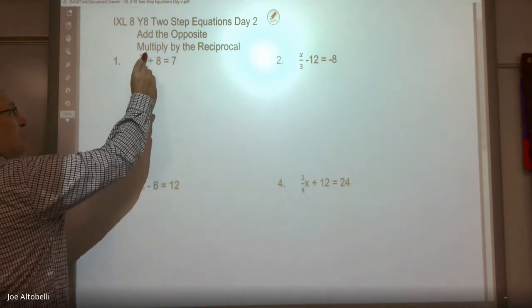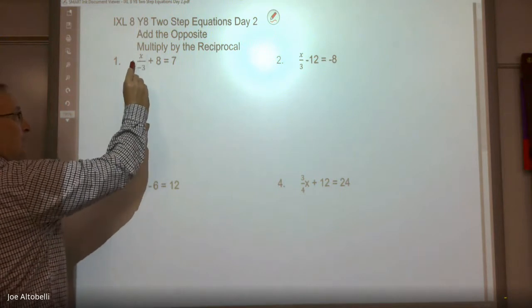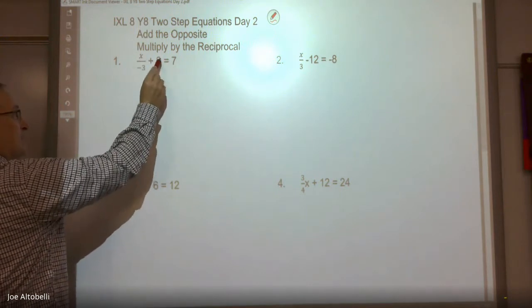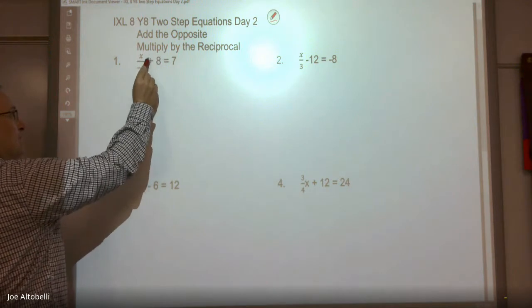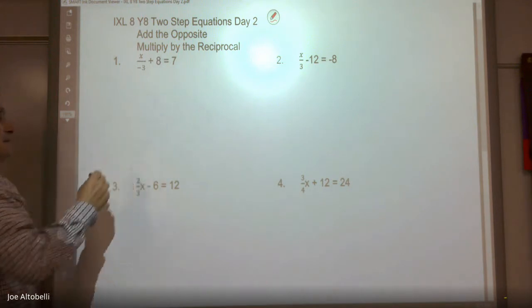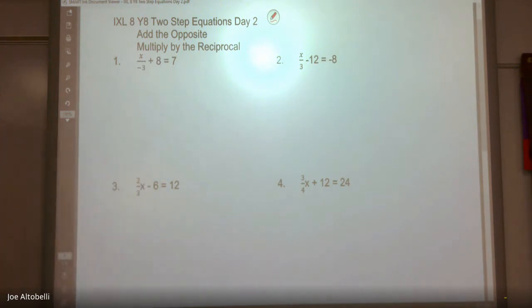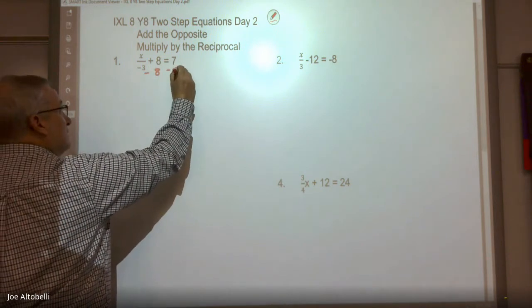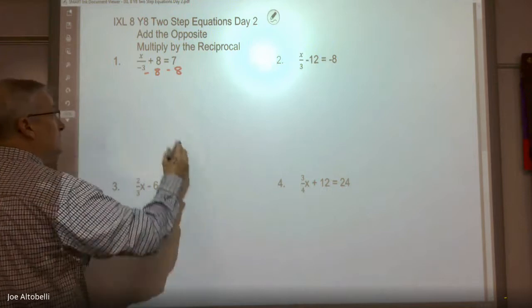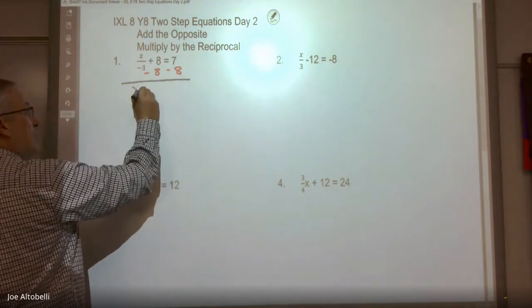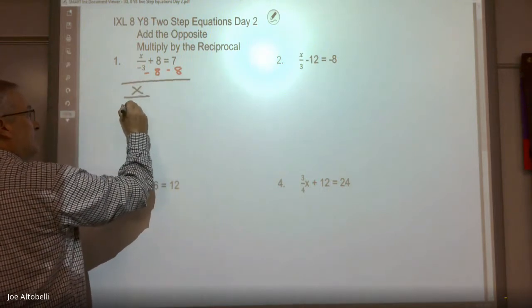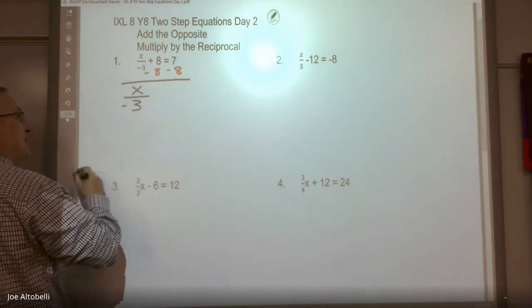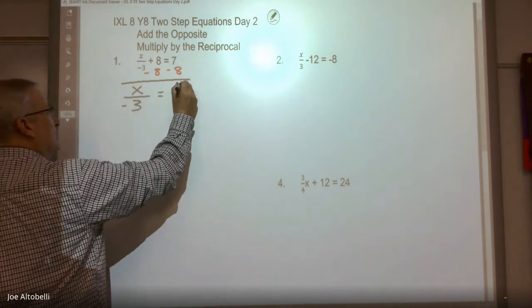Here is my variable term, this whole part, the fraction, plus 8 equals 7. I want to undo the add 8. So what do I have to do to both sides? Subtract 8. So I'm going to subtract 8, subtract 8, and we have x, and then divided by -3 is equal to -1.